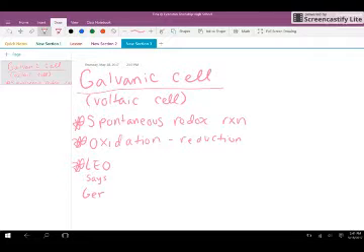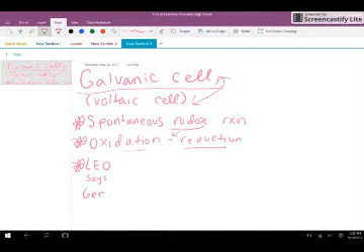So a galvanic cell is also called a voltaic cell. These words are interchangeable, and it utilizes spontaneous redox reactions to create a battery. So a galvanic cell essentially is a battery. And redox stands for oxidation reduction. It's when you have one reaction that is going through oxidation and one reaction that is going through reduction that you then have a redox reaction.